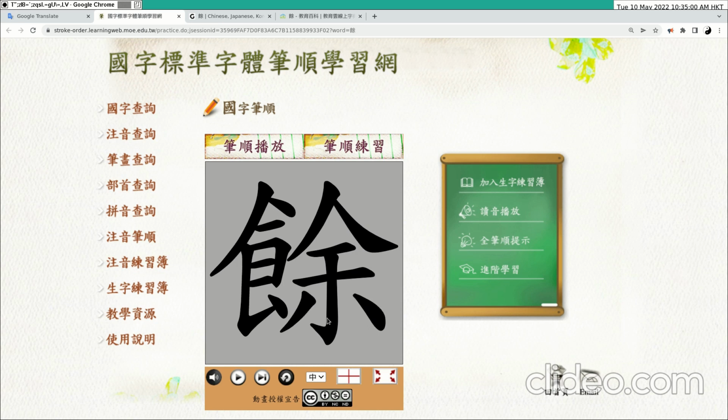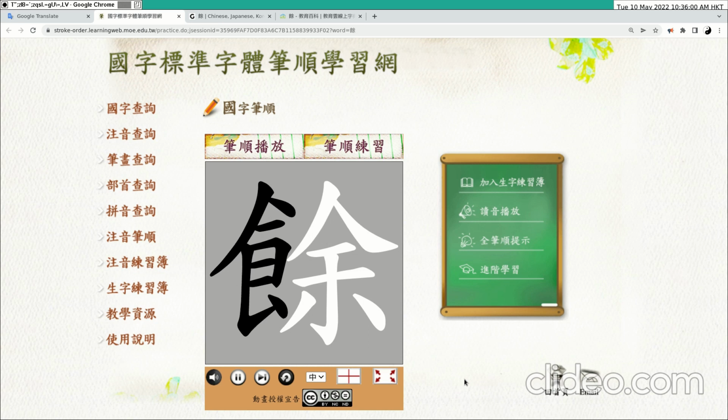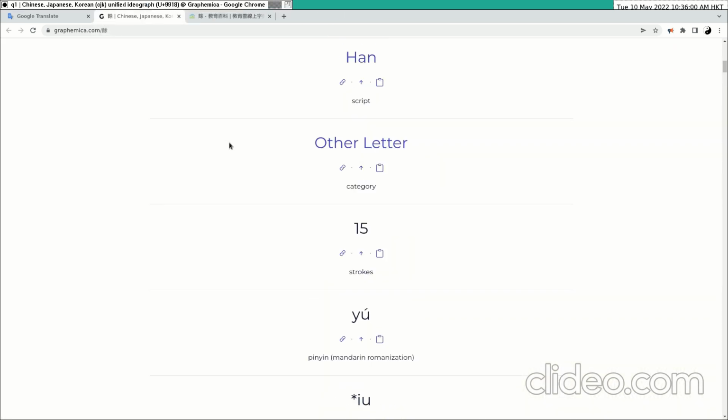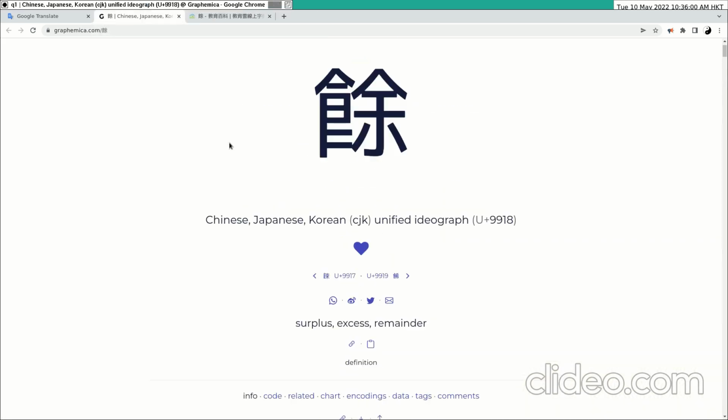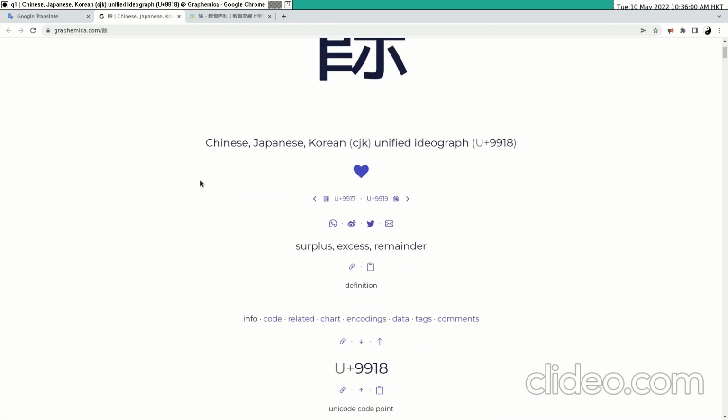And we can watch again how we write it. Basically, it's from the left to the right, and for each part, it is from the top to the bottom. And the radical is this part, eating, or food. That is the standard printed form. Of course, that is how we print it, but nobody would write in this way. We'll discuss the writing later, and then the Unicode.